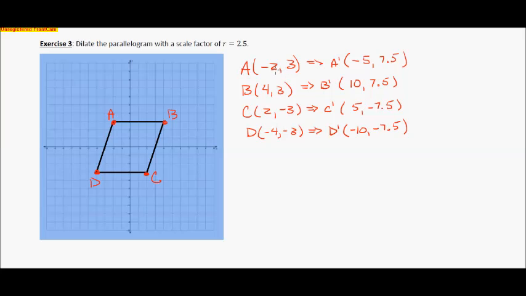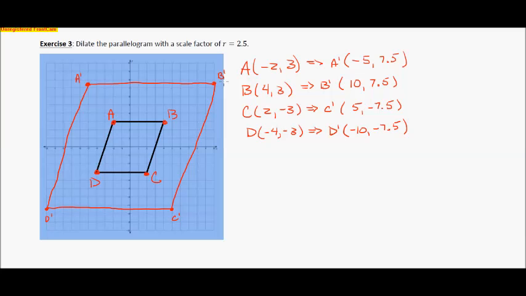Again, I simply took each one of these x and y values and multiplied by 2.5. You need to be careful of your positives and negatives here. And notice I have those in as well. And again, it gets very big, very fast. This one can fit on the coordinate plane, so I'm going to go ahead and graph that.